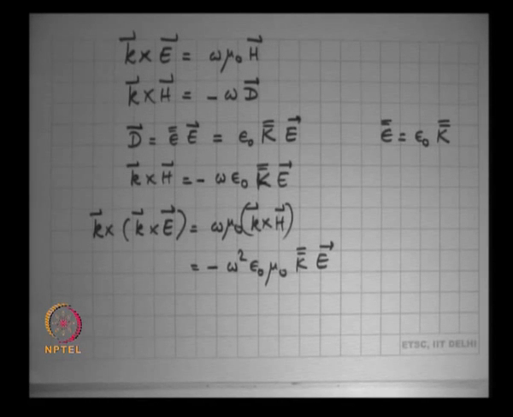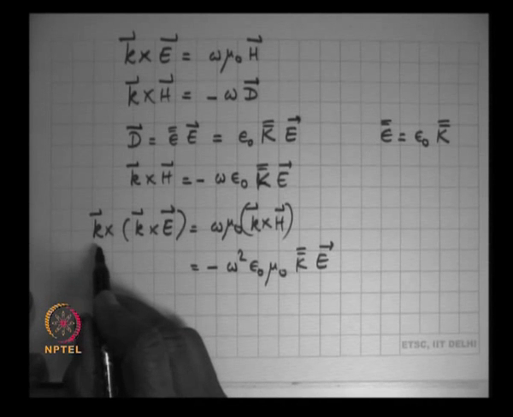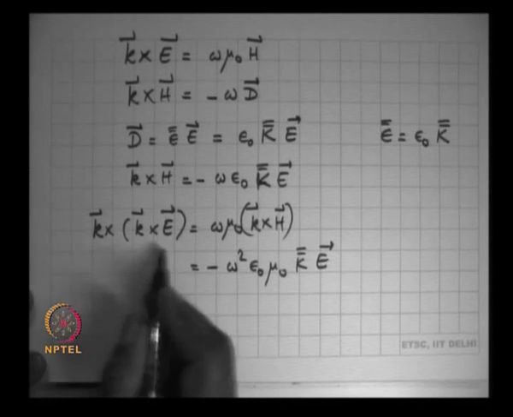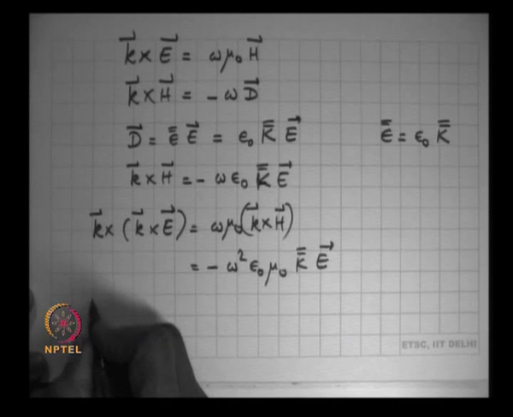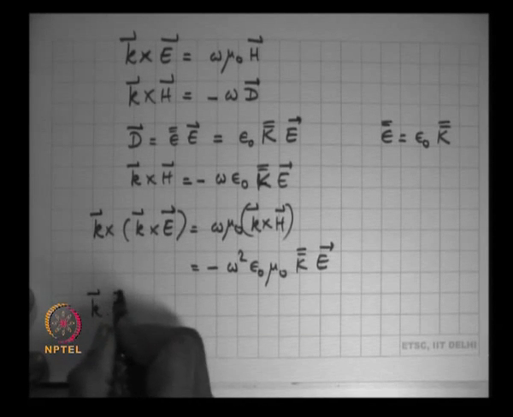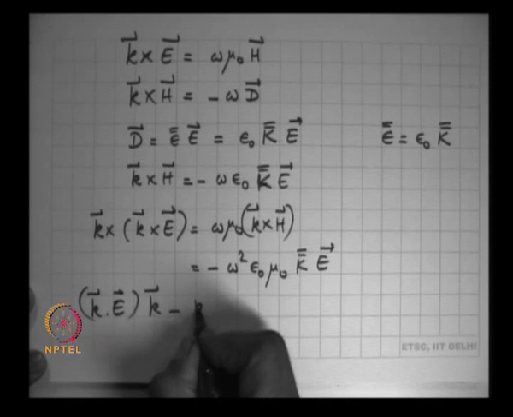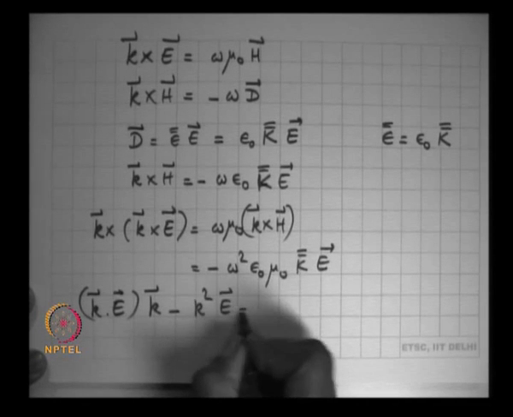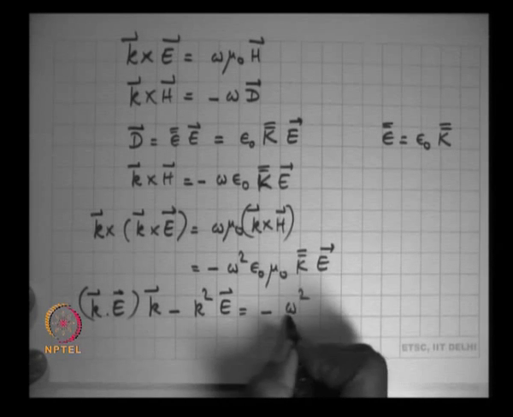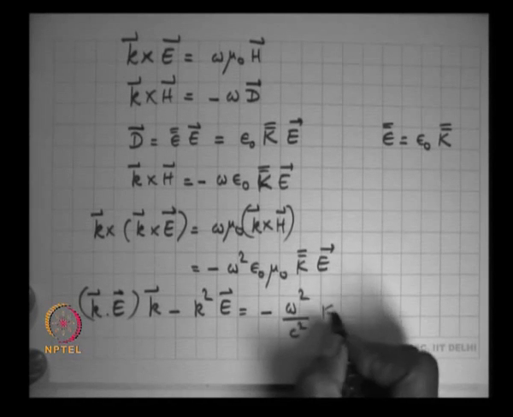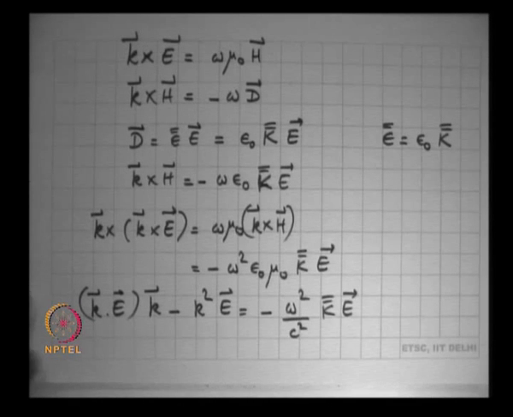I can expand this A cross B cross C. So, I will have k dot E times k minus k dot k, which is k square times E vector, is equal to minus omega square by c square into K E. Epsilon 0 mu 0 is 1 by c square, and I have just expanded this k cross k cross E in terms of (k dot E) times k minus k square E.